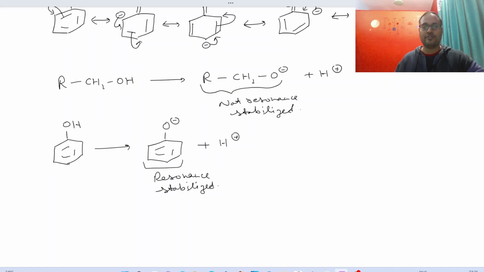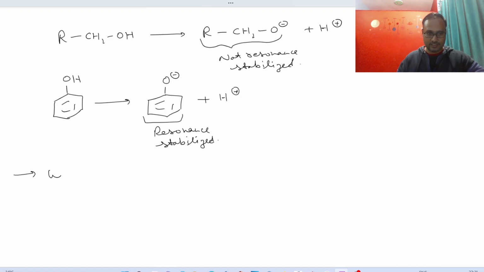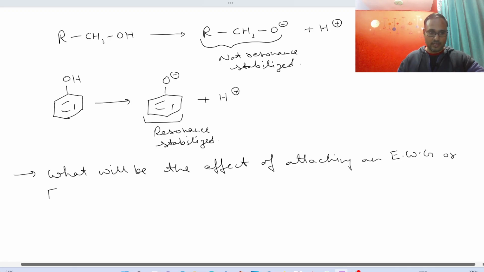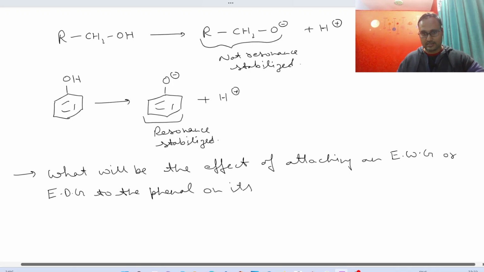One more thing: if we add any electron withdrawing or electron donating group to the phenol, what will be the effect of attaching an electron withdrawing group or electron donating group to the phenol on its acidic strength?